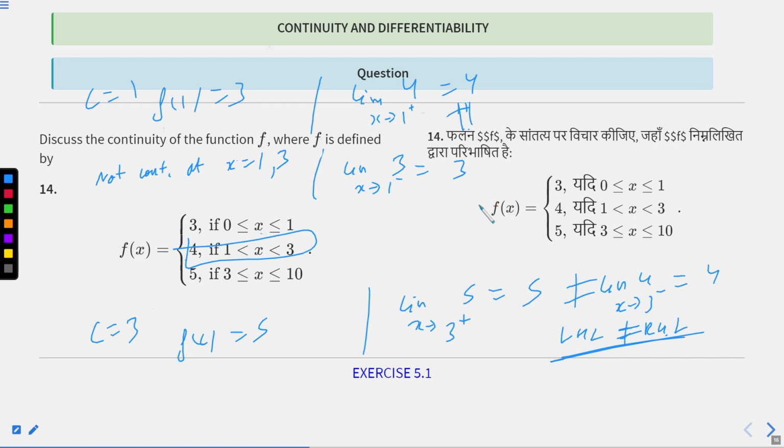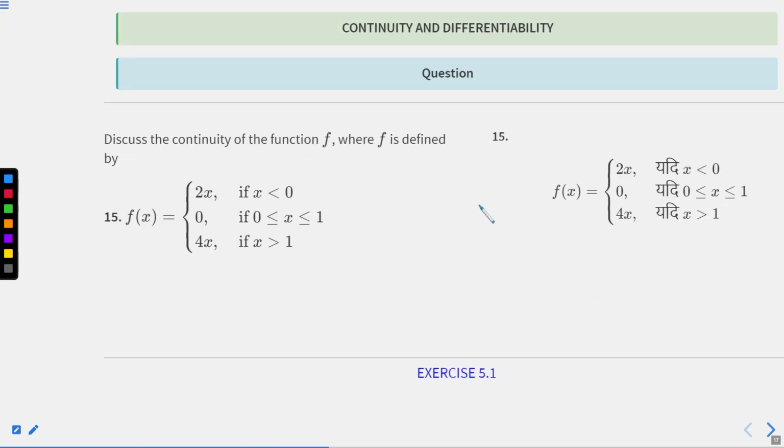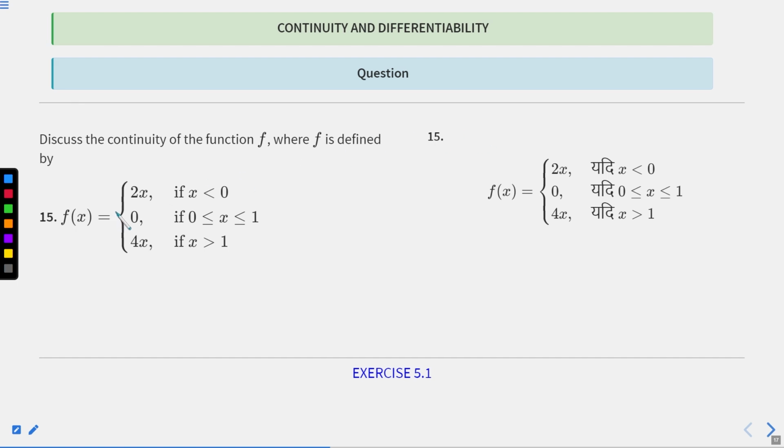Very easy problem. Okay, now what about 15th problem? Let's see quickly. We will see if C is negative, then f of C will be this thing, which is 2 times C, which is 2C. Now limit x tends to C where C is negative, any negative number. So this will be 2x, this will be 2C, this will be f of C. So continuous at any negative point.